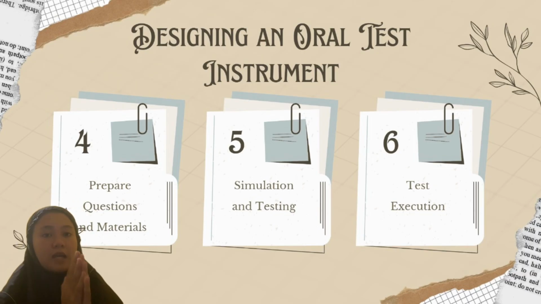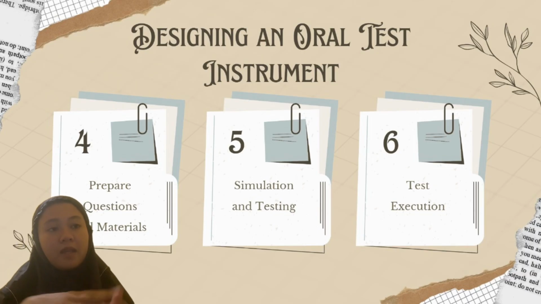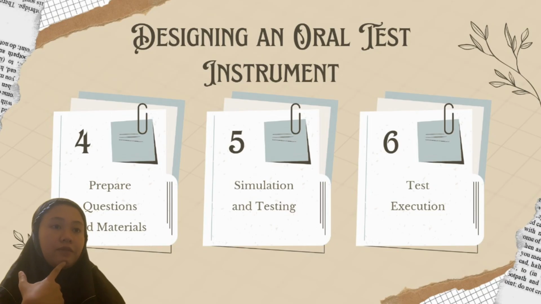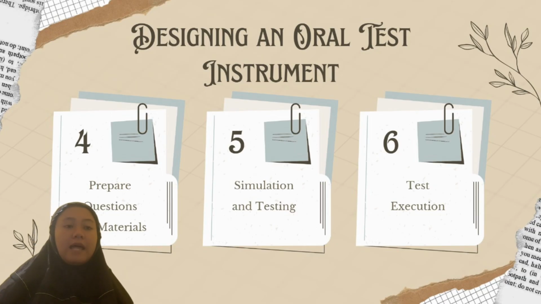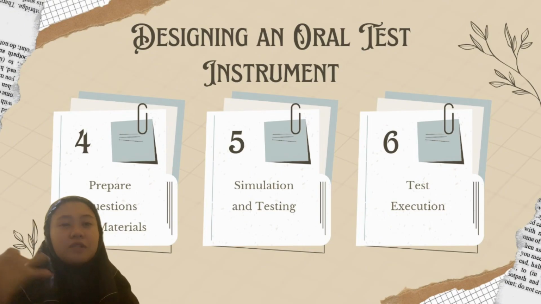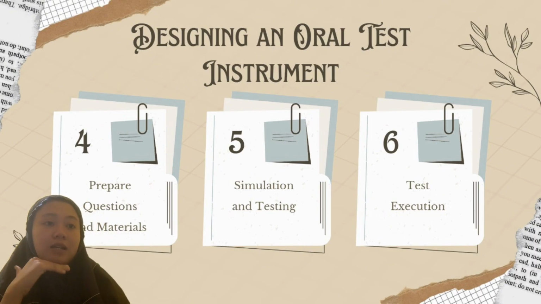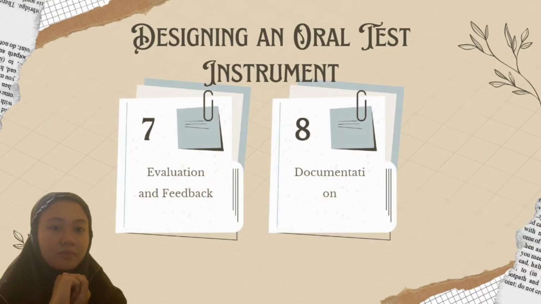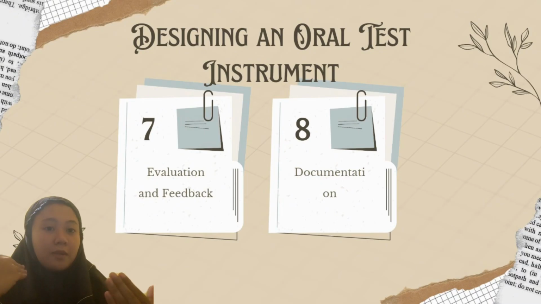6 is test execution. It has 2 points again. The first is give clear information and then create a comfortable atmosphere. In giving clear information before the test, share the purpose and format of the test with participants so they know what to expect. And the second is create a comfortable atmosphere.